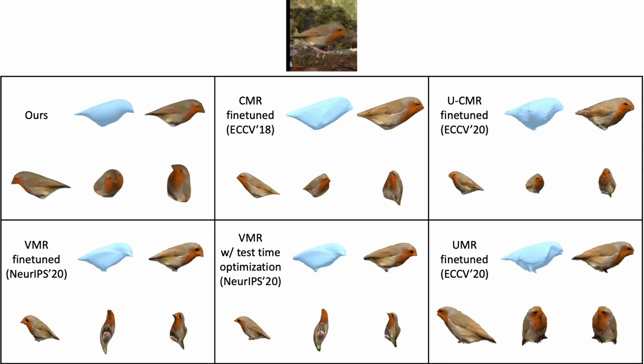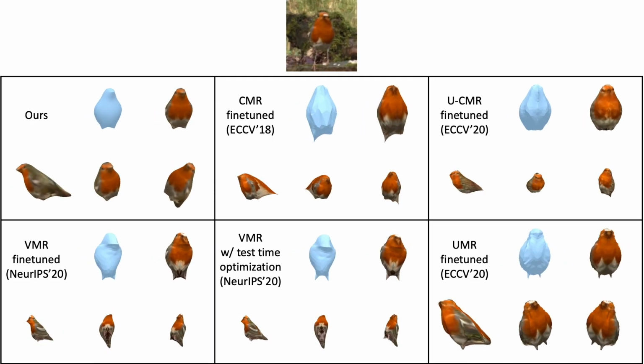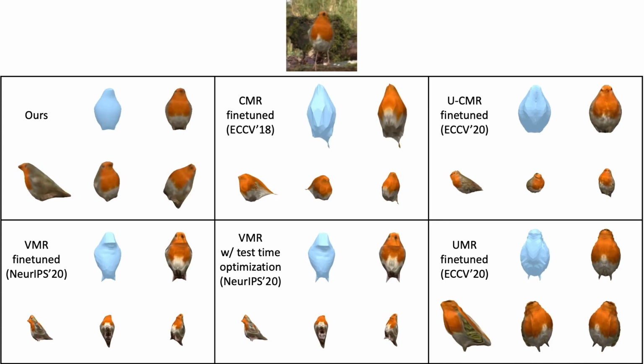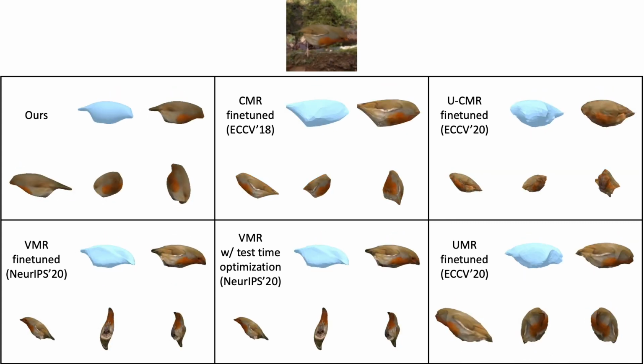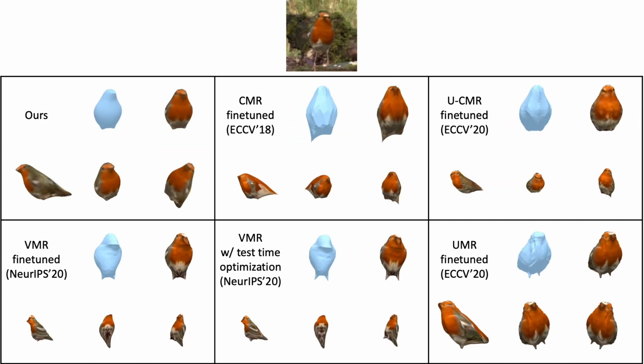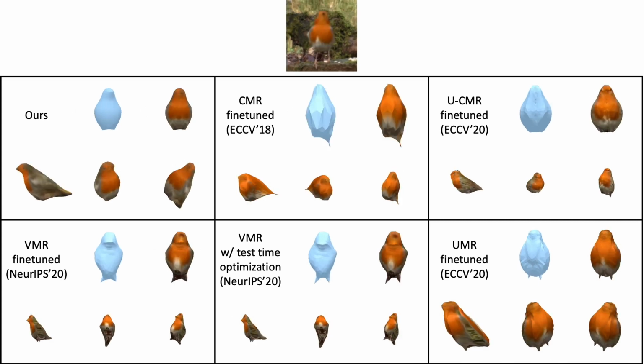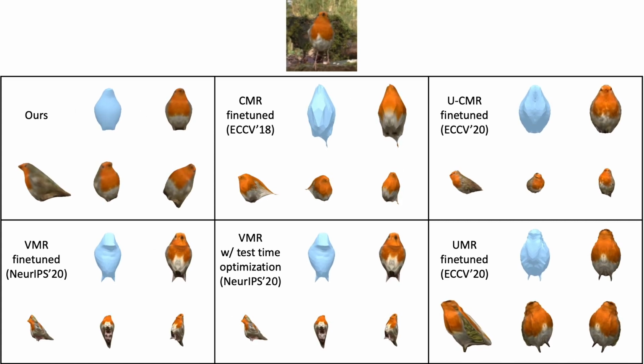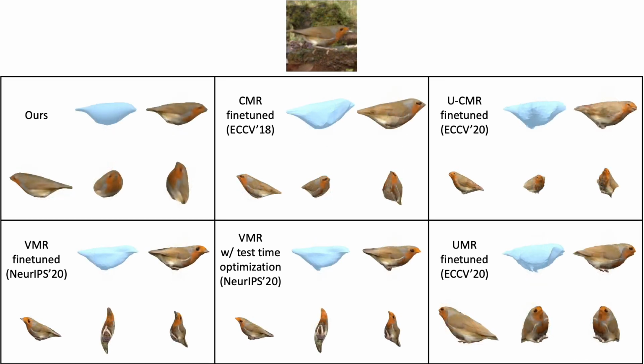We compare our method to 4 other methods. We fine-tune their pre-trained models on our video dataset. CMR, VMR, and UCMR require more supervision in the form of keypoints, viewpoints, or template shapes, whereas UMR requires the output of an unsupervised part segmentation model.